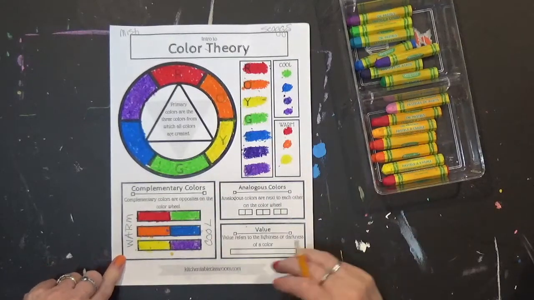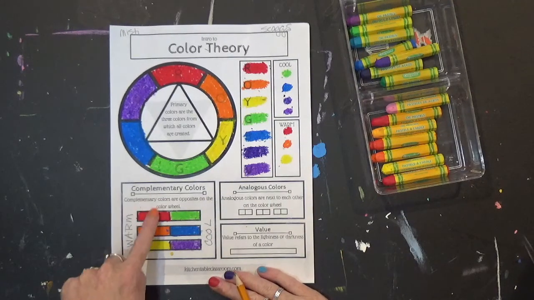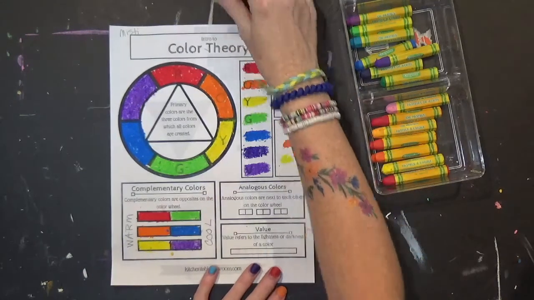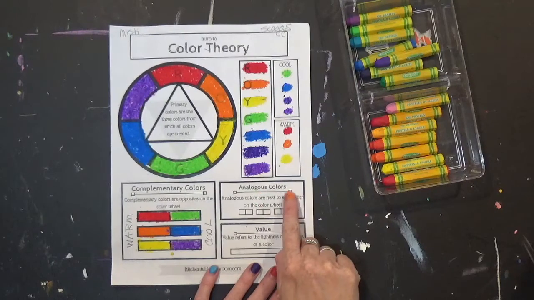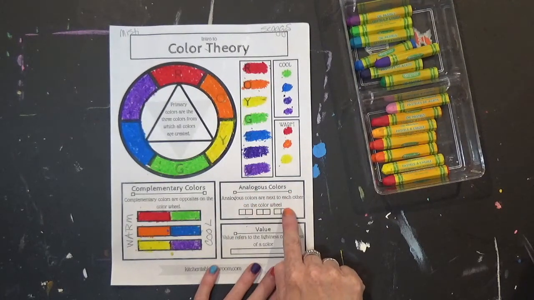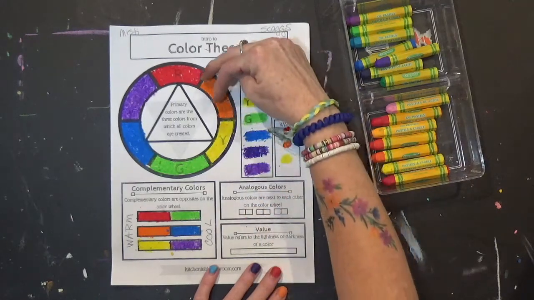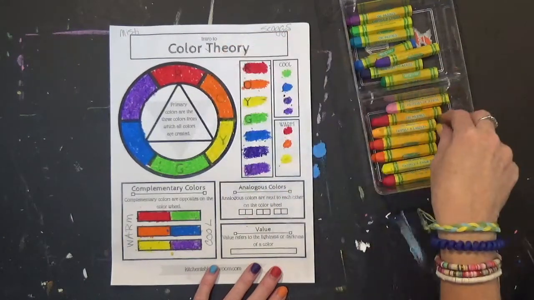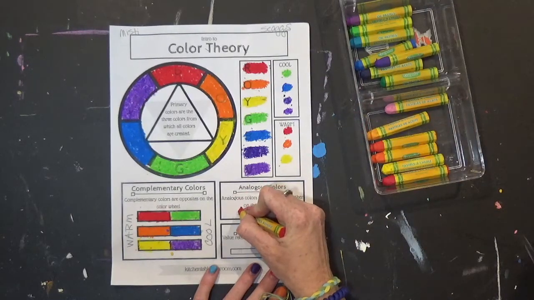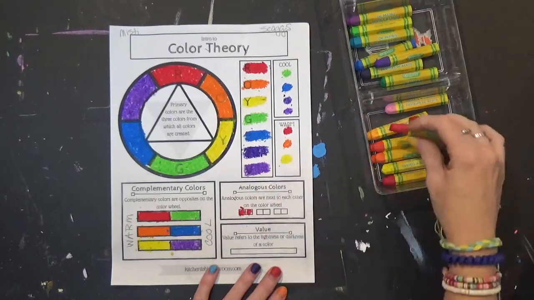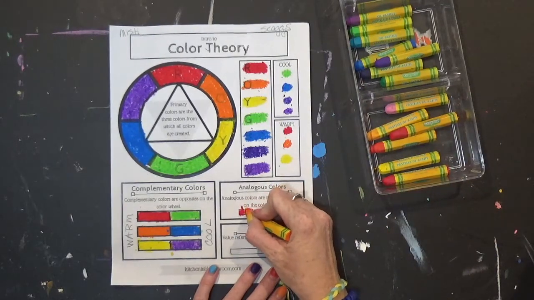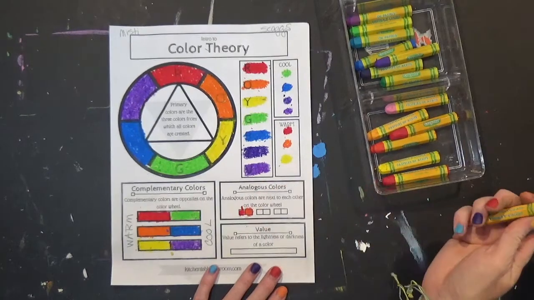Next, we're going to talk about analogous colors, and we kind of touched on analogous colors in our last lesson, when we were talking about lines and painting. So analogous colors are next door neighbors on the color wheel. So I'm going to use a red and an orange, a yellow and green, and a blue and a violet. Now you do it.